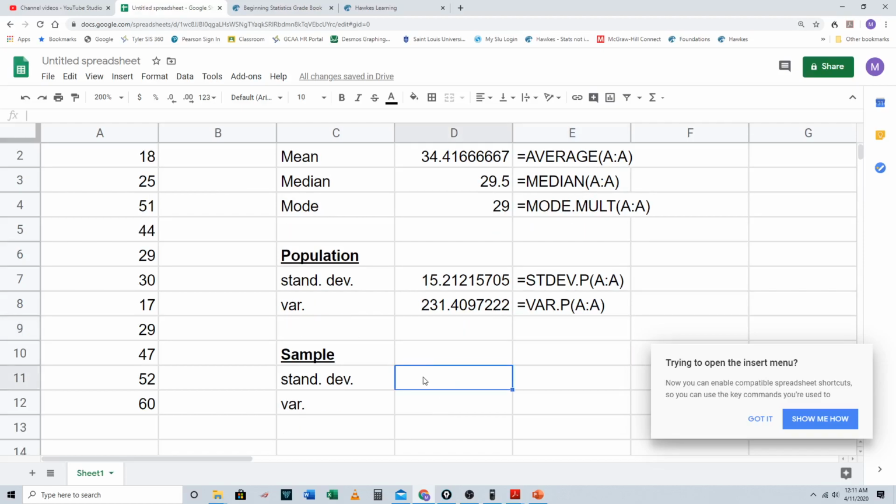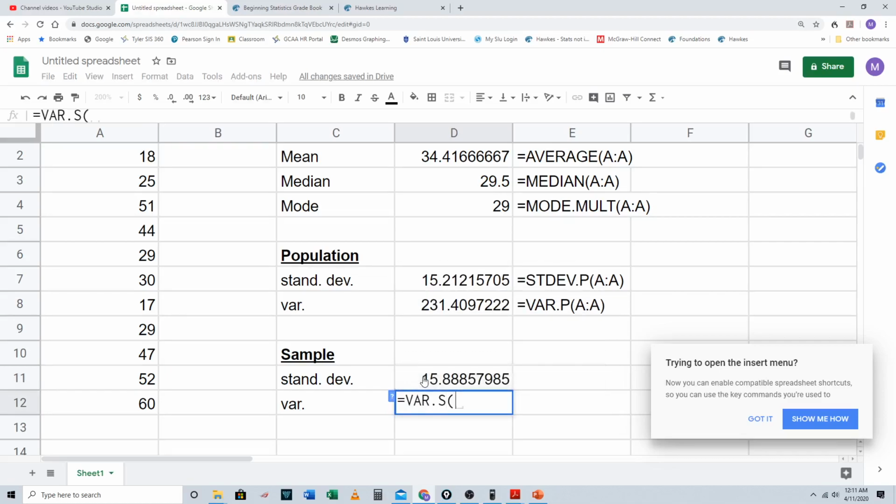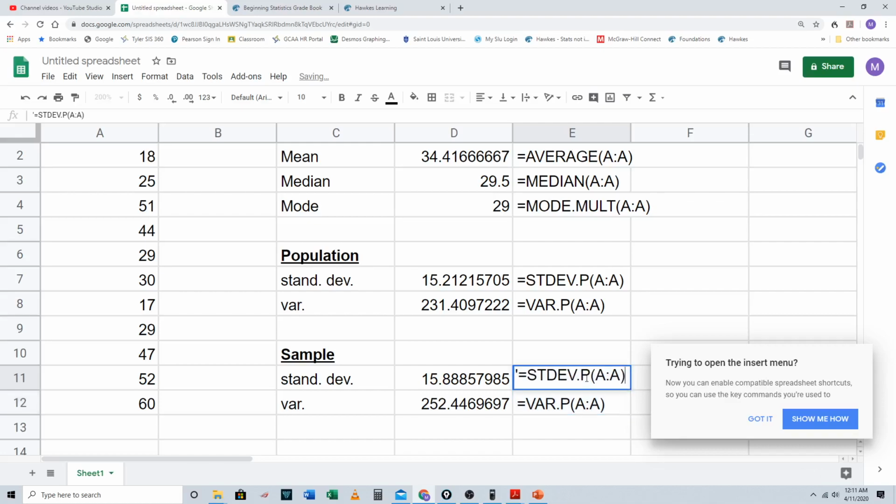All right, now sample. Notice we use .P for population; we're going to use .S for sample. So it's going to be the same formula: equals STDEV.S, sample standard deviation of A colon A, and VAR.S for sample variance of A colon A. Then copy and paste.